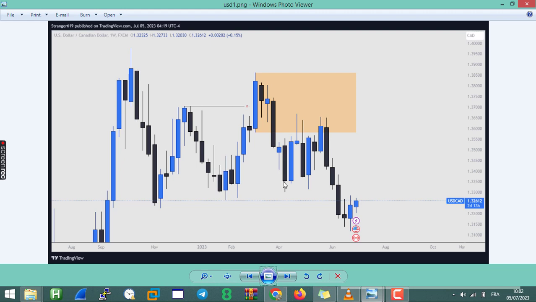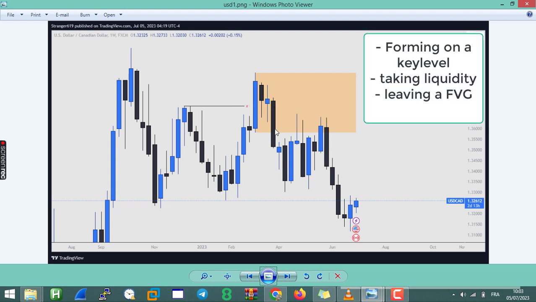So what makes an order block high probability? The first thing, the first condition, is forming on a key level. Another factor that makes it high probability is taking liquidity before. You can see that move right here, this candle took liquidity and then expanded to the downside. So the second factor is taking liquidity. The third factor is leaving a fair value gap. So after forming an order block, we have a fair value gap right here.